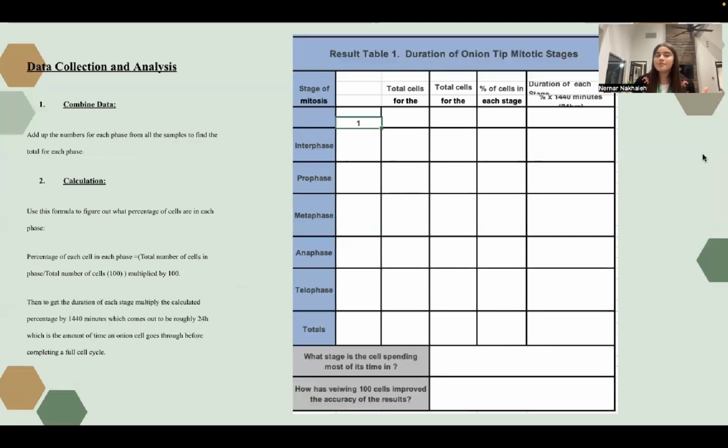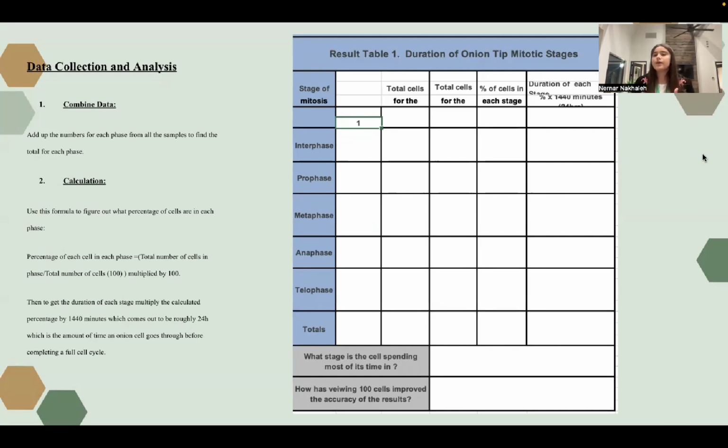All right. Then comes the data collection and analysis. We're going to place all of the numbers for interphase, prophase, metaphase, anaphase, and telophase, and write them all down in the first 2 columns. In the second column, we're going to calculate the percentage of cells in each stage. To do that, we take the total number of cells in interphase that we have found at random, again, from the 100 cells, divide it by the total number of cells that we've counted, which is 100 cells, and then multiply by 100.